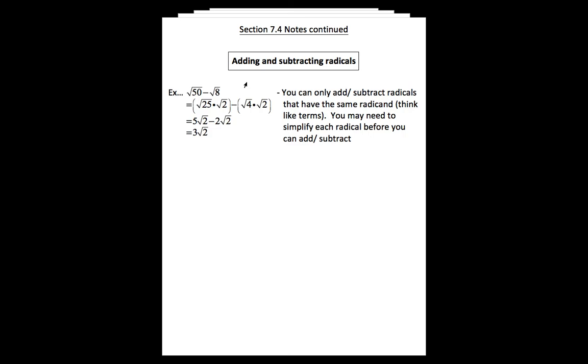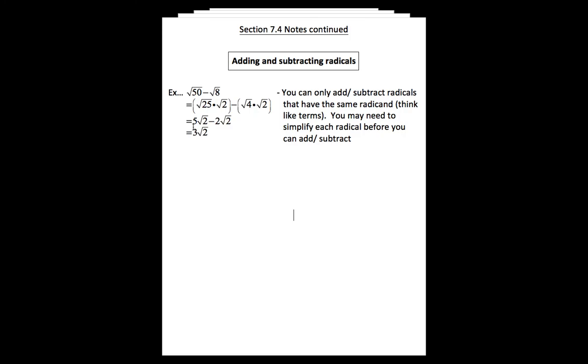Think about adding or subtracting like terms, basically. So if we simplify the square root of 50 to be the square root of 25 times 2, or 5 root 2, and we simplify the square root of 8 to be the square root of 4 times the square root of 2, or 2 root 2, because the radicand, root 2 and root 2, are the same for both, I can subtract these radicals by simply subtracting their coefficients.